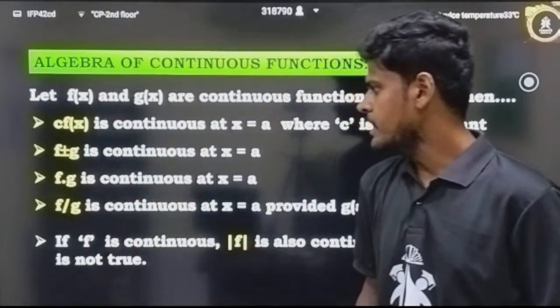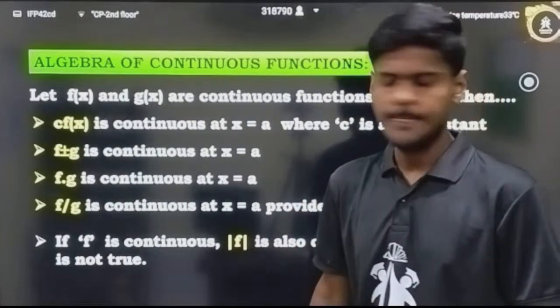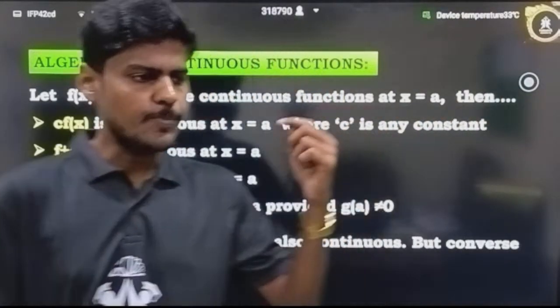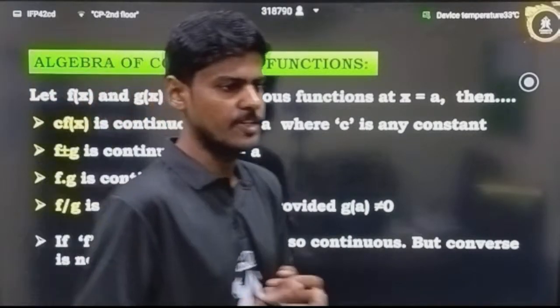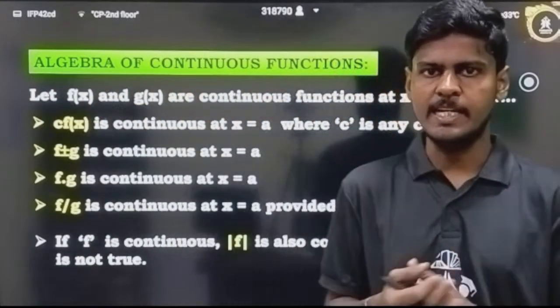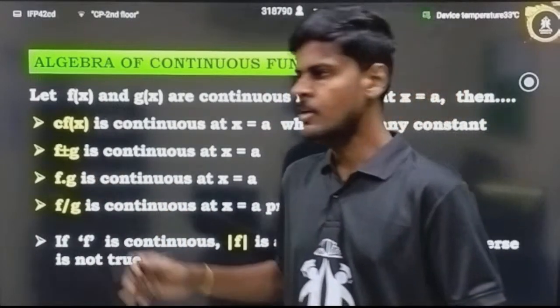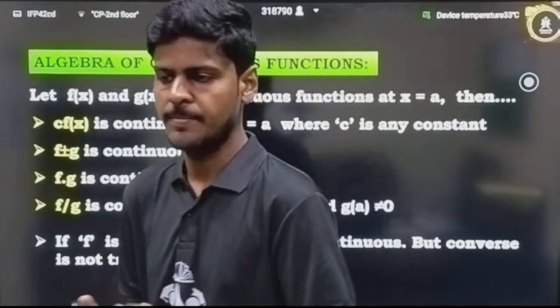Then fourth property, f divided by g is continuous at x equal to a, provided g of a is not equal to 0. At this point, the denominator should not become 0, because when the denominator is 0, it is undefined. So as long as the denominator is non-zero, we can write f by g is also a continuous function.